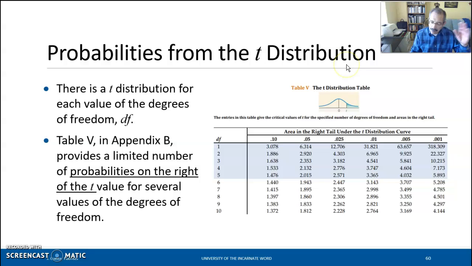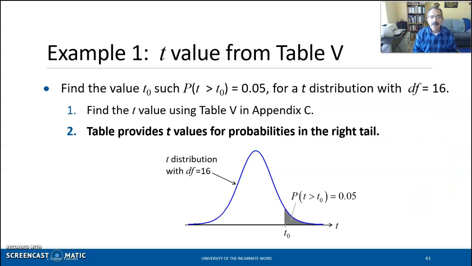So remember, in the standard normal, table 4, the probabilities were to the left of the z-value. This table gives you the probabilities to the right of the t-value, and each row represents a different t distribution. Let's look at an example to see how we use table 5.